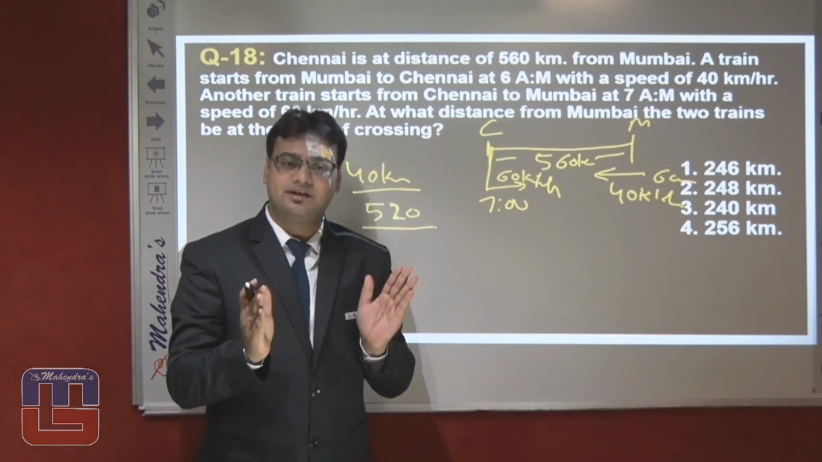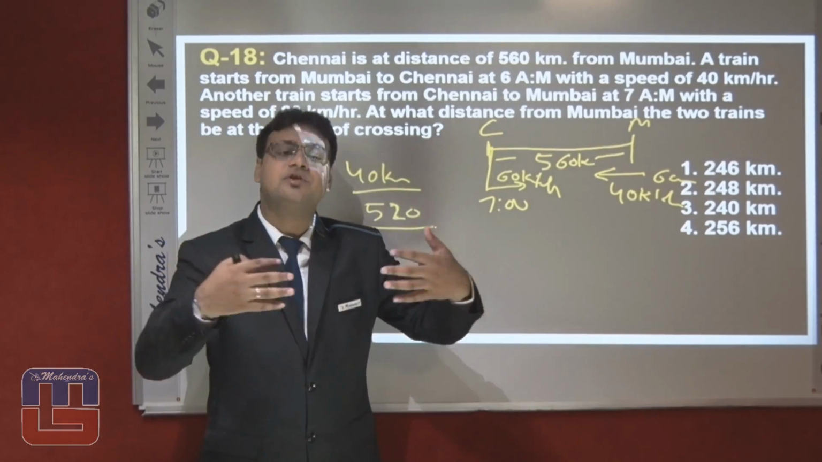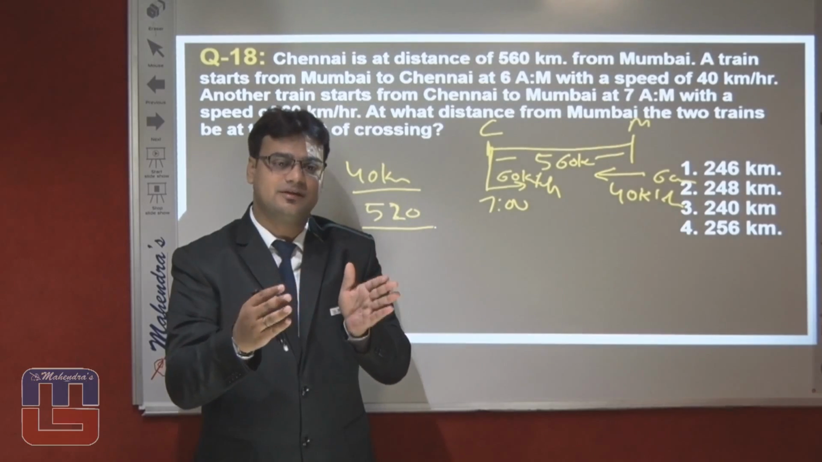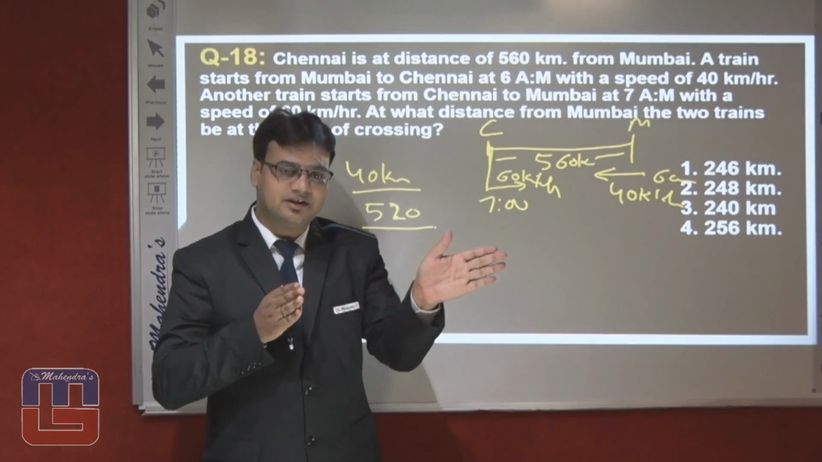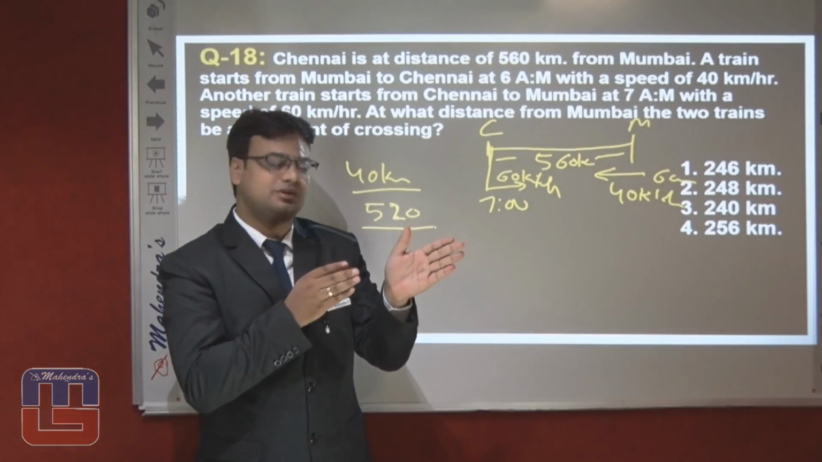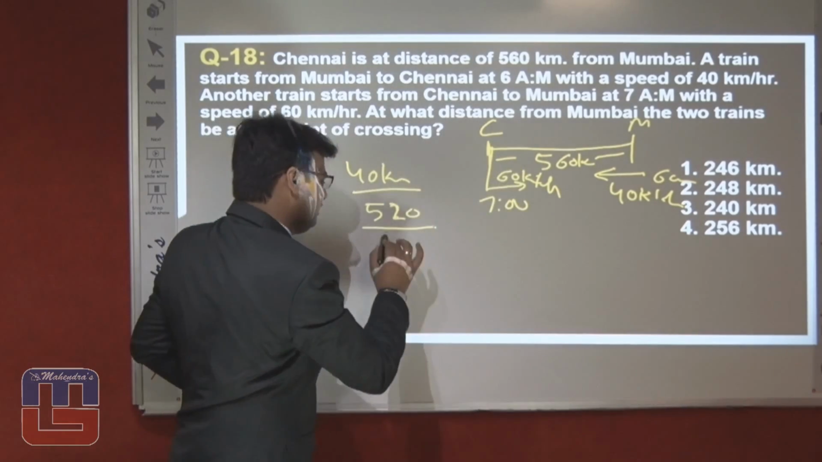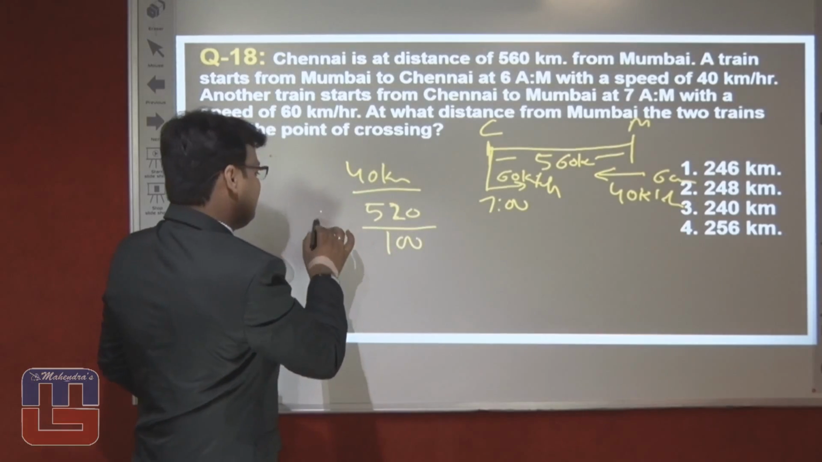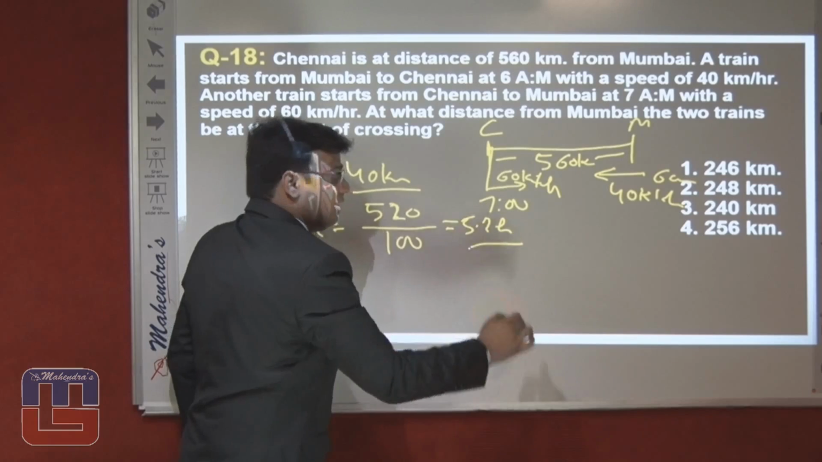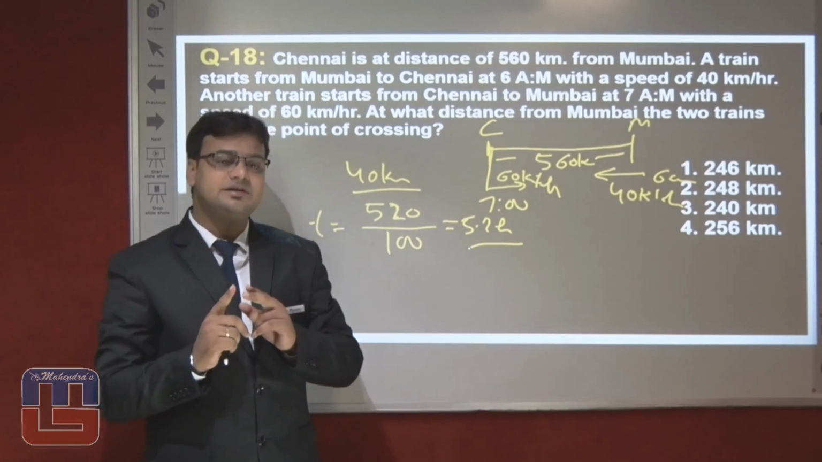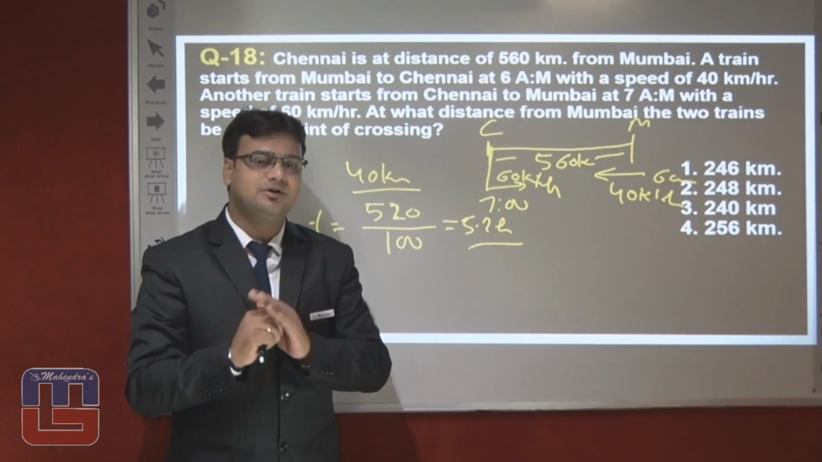That means we use relative speed here. Both trains are running in opposite directions, so we use the sum of the speeds. If both trains were running in the same direction, then we would subtract their speeds. 60 plus 40 is 100. If we divide by 100, then we get 5.2 hours. That means after both trains start, they meet each other after 5.2 hours.